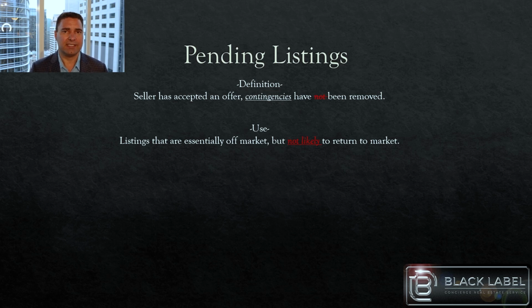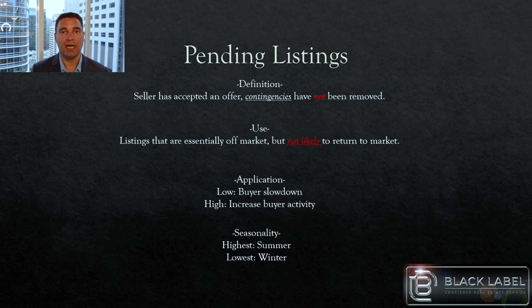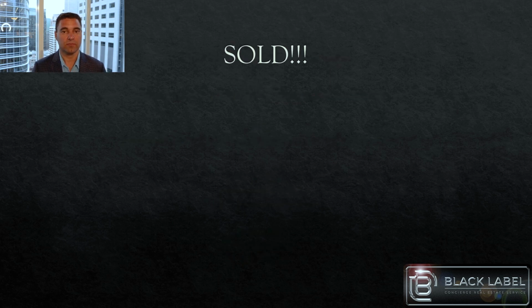So why is this useful? Well, it's important to know that there is a difference between pending and contingents. These homes are not likely to return to the market, whereas contingent ones might if they don't actually waive the contingencies. So again, if these get low, that could mean that there's a buyer slowdown. If they get high, that's typically indicative of higher buyer activity. Same as with contingencies, the seasonality is much higher in the summer and it's much lower in the winter.